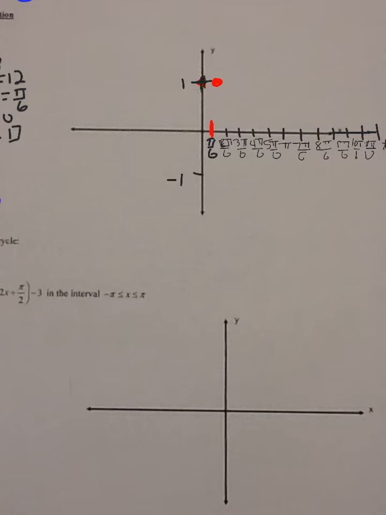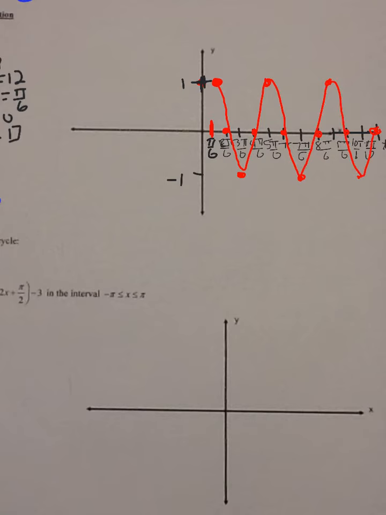All right, so I shifted to the right pi over 6. So we're at our max, so we're going to come down to the midline, min, midline, max, midline, min, midline, max, midline, min, and midline. Okay, so it's going to look like this. So notice that I did not start on the y-axis.